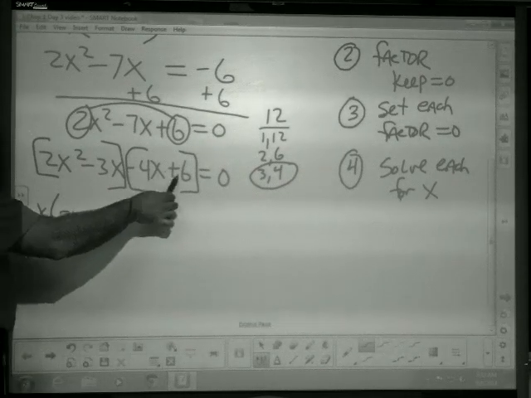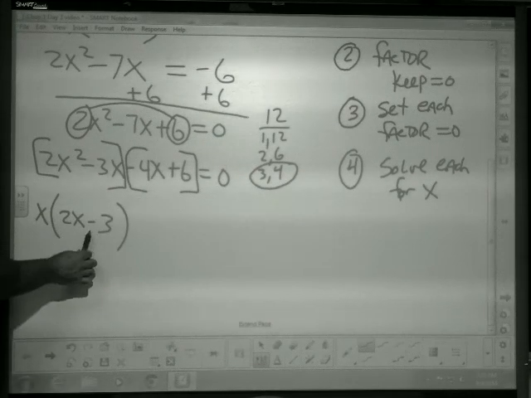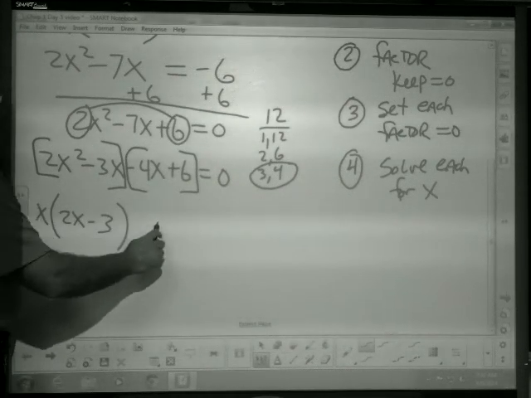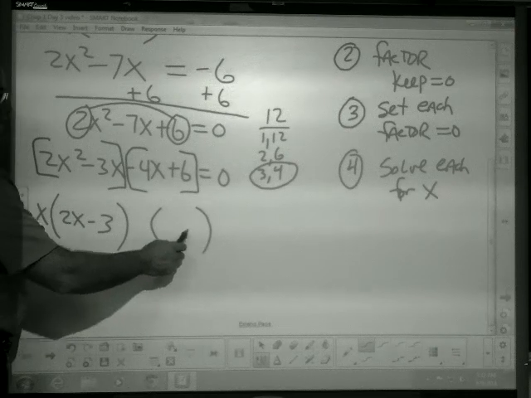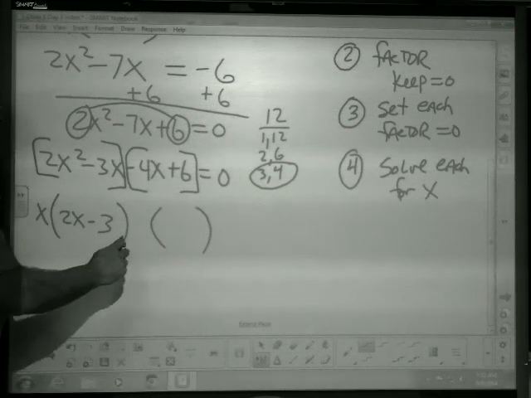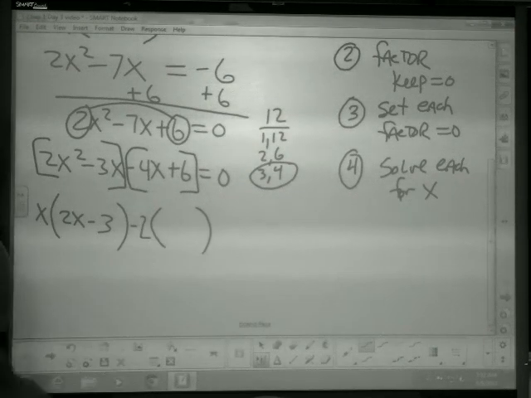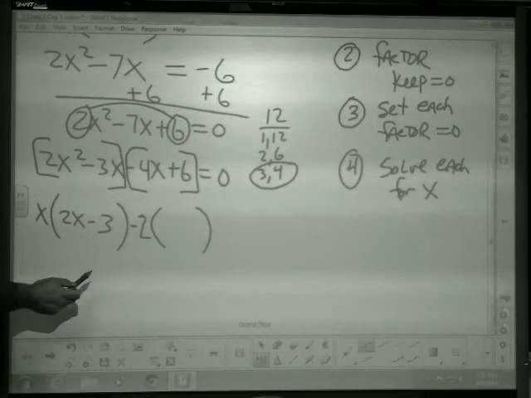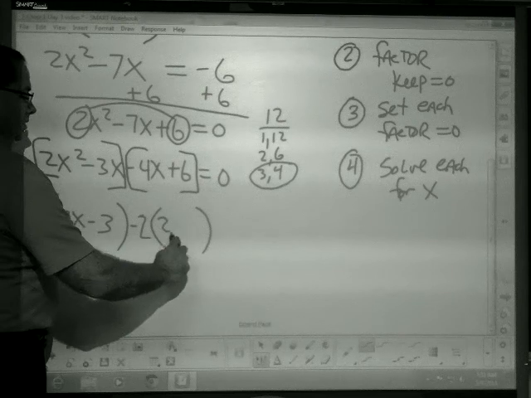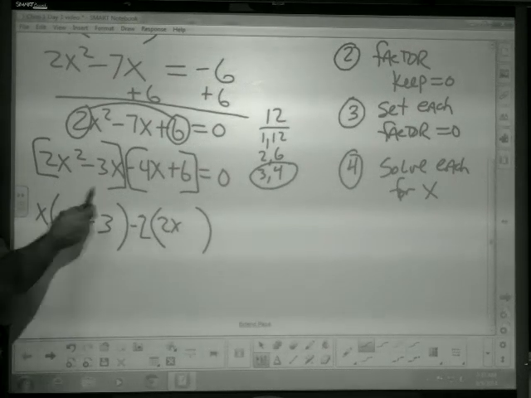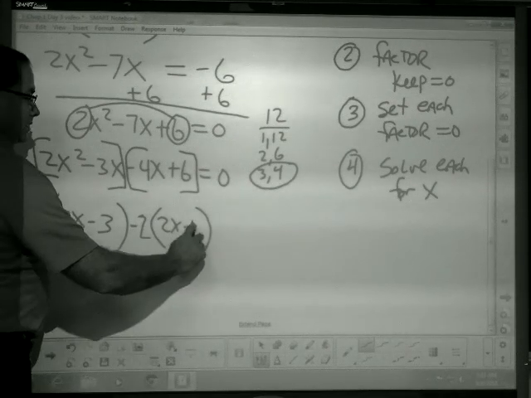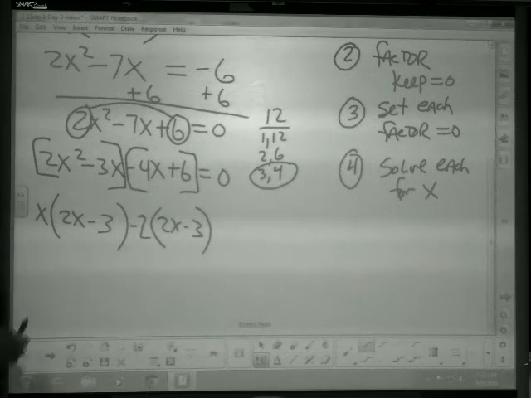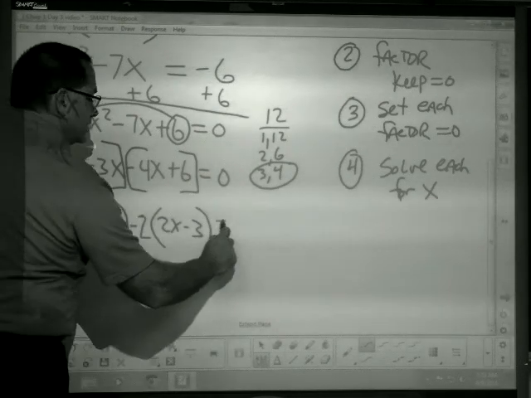Over here, it looks like I can take out a 2, but notice this is a minus, and this is a plus. There's no way that this parenthesis can have a minus in it if I take out a positive number. So I'm going to take out a negative 2. So I got minus 2 here. And now I'll have a 2x, because negative divided by negative turns that to positive, minus 3, and lo and behold, they now agree, still equal to 0.